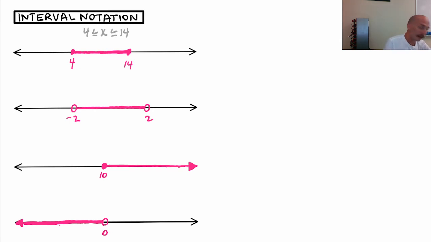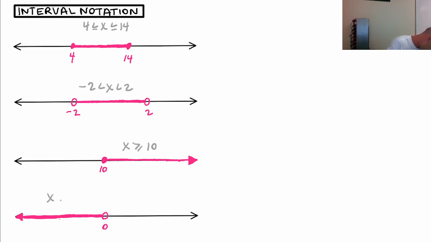And I'm going to keep doing the same here. Let's see, x is bigger than or equal to 10 down here, and x is strictly less than 0, or negative, down there. Okay, and then I'm just going to show you how to write these as an interval, because I just don't think it's that big of a deal.